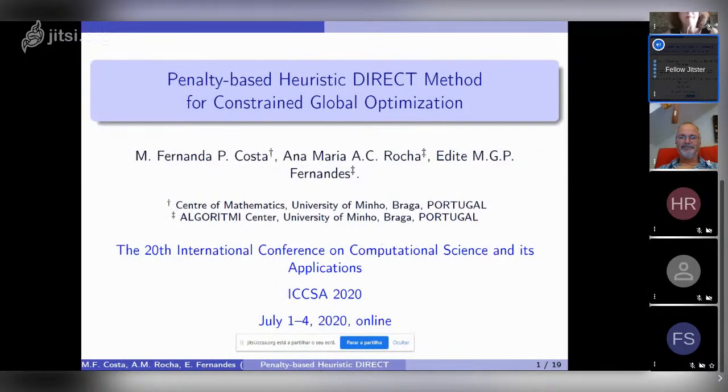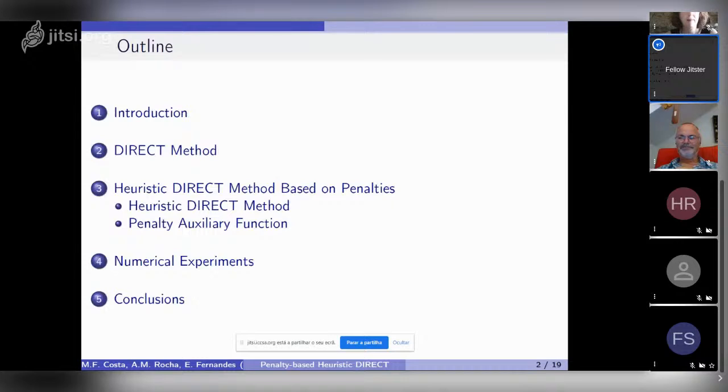Okay. Thank you. I will present a penalty-based heuristic direct method for constrained global optimization. This is a joint work with my colleagues Ana Maria Rocha and Edith Fernandes from Algorithm Center of University of Minho. This is the outline of my talk. First, I will present a brief introduction and some ideas of direct method. Then I will present the heuristic direct method based on penalties. And finally, I will show some numerical experiments and conclusions.